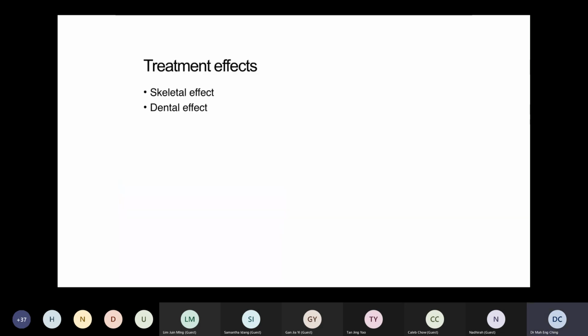So what's the treatment effect? Even though we're trying to achieve mostly the skeletal effect, inevitably we achieve some dental effect also. Because the face bow attaches to the teeth, when you apply the forces through the teeth, you will create some dental changes.